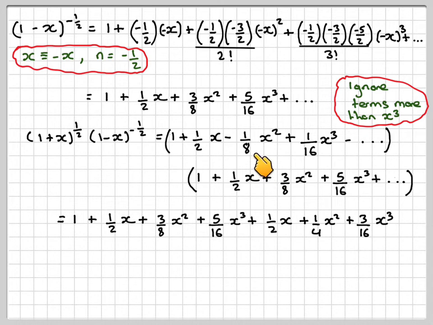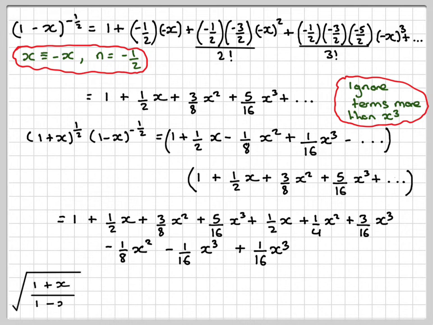So then we've got minus 1/8 x squared times 1 would give me minus 1/8 x squared. And then minus 1/8 x squared times a half x will give minus 1/16 x cubed. We don't need to go any further. And then there will just be 1/16 times x cubed. Anything else will give me bigger than x cubed.